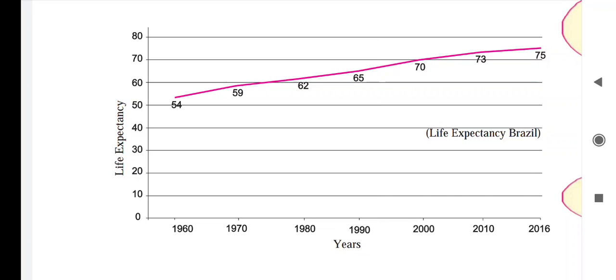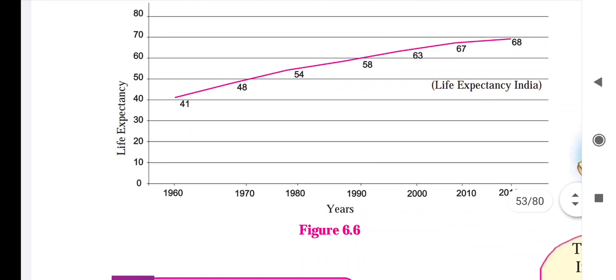So here Brazil's life expectancy in the year 2016 is shown as 75 years. We will see India's life expectancy. In 1960 it was 41 years, that is the average. In 1970 it was 48, in 1980 54, and in 2016 it is 68 years.